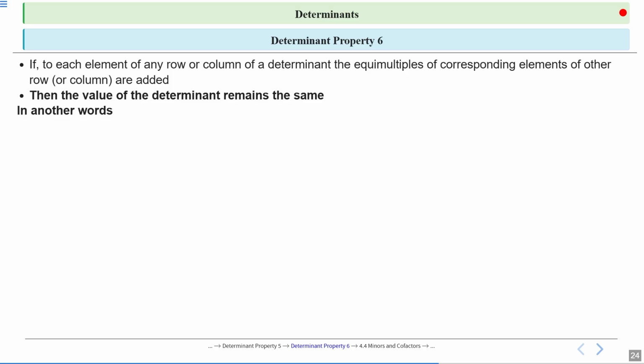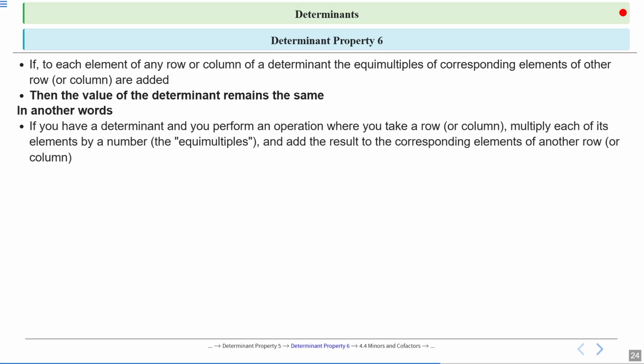We can understand this in other words: if in a determinant we perform an operation where we take a row, multiply each of its elements by a number and add the result to the corresponding element of another row, we get the same determinant.